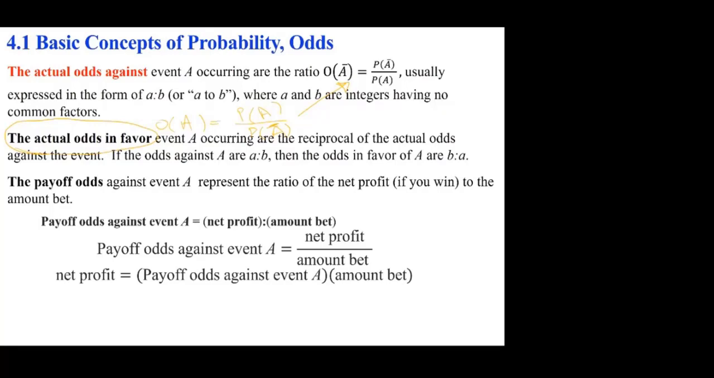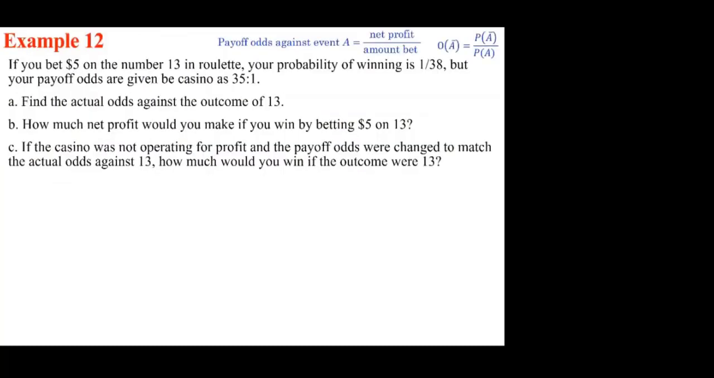Let's look at an example. If you bet $5 on the number 13 in roulette, your probability of winning is 1 in 38, but your payoff odds are given by the casino as 35 to 1. Find the actual odds against the outcome of 13. How much net profit would you make if you win by betting $5 on 13? If the casino was not operating for profit and the payoff odds were changed to match the actual odds against 13, how much would you win if the outcome were 13? Let's stick with the definitions.